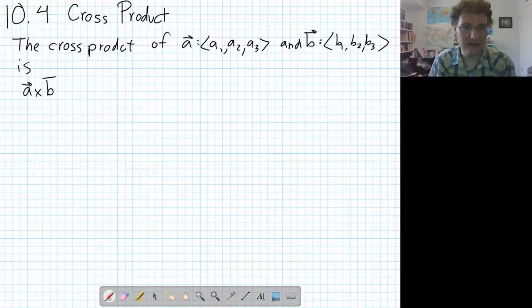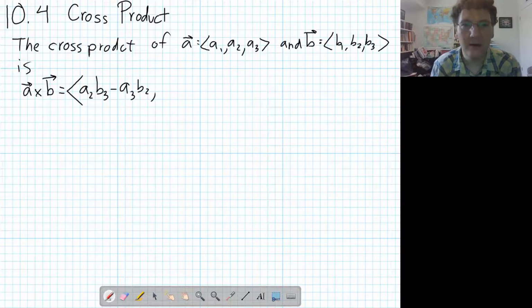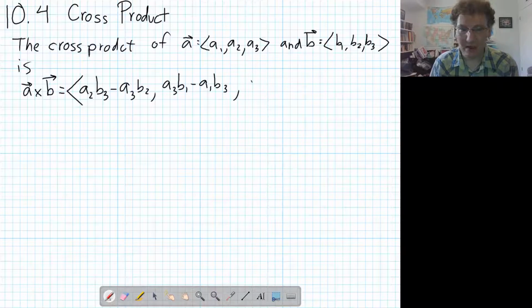Now we use the times symbol like you did when you probably first learned multiplication as a kid. It's a vector, and I'm going to give it out in its full form. Now it's A2b3 minus A3b2. That's the first component. Then we have A3b1 minus A1b3, and then we have A1b2 minus A2b1.